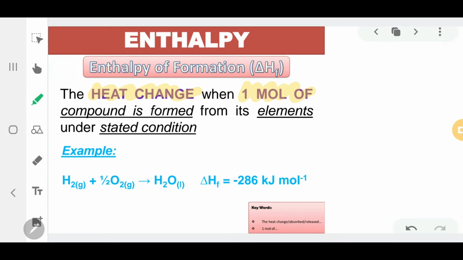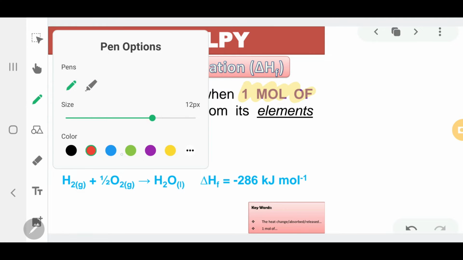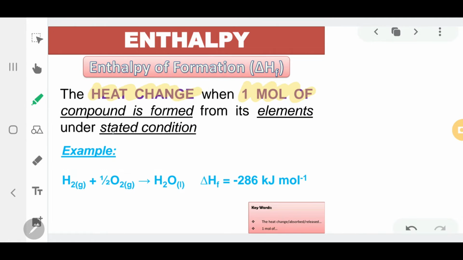So what is the thing that we're going to keep at 1 mole? This thing needs to be at 1 mole. If it is not 1 mole, then it is not going to fit into the definition of enthalpy of formation. The thing that we keep at 1 mole for this enthalpy is the compound formed. The compound formed in the example here is H2O, and when you look at the number of moles, it's 1 mole. That one needs to be 1 mole, and the heat needs to be changed.